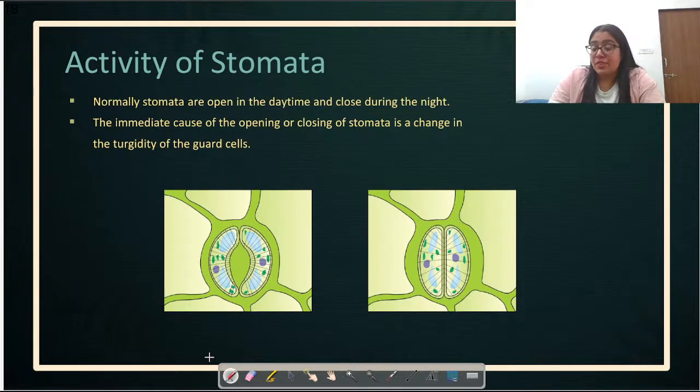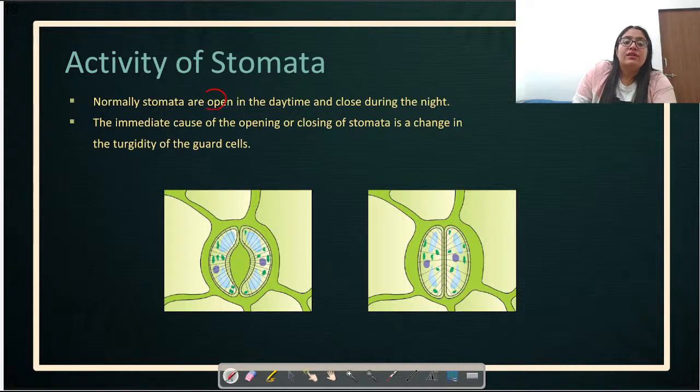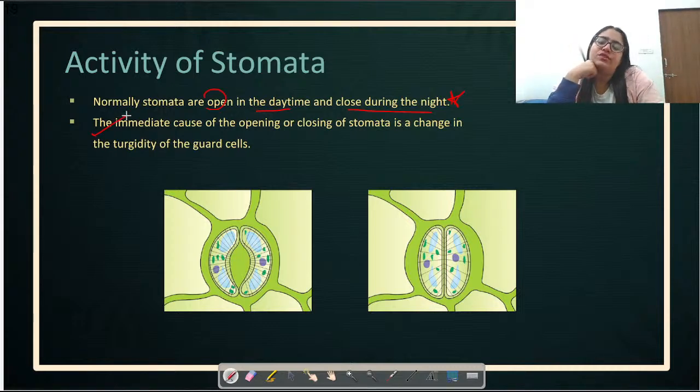take place. Yeah, now the time has come, my dear students, to talk about the activity of stomata. So normally, generally, the stomata are open in the daytime and they are closed at night. Next, the immediate opening and closing of the stomata is due to the changes in the turgidity of the guard cells. So as soon as guard cells receive water, they will swell up and move outside. The aperture will get exposed. Then transpiration of water can take place or exchange of gases can take place.